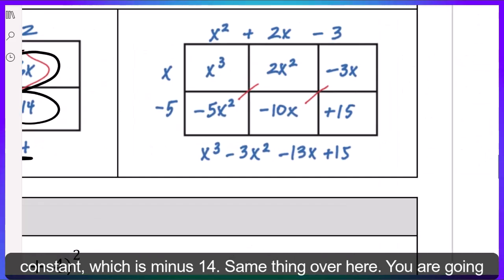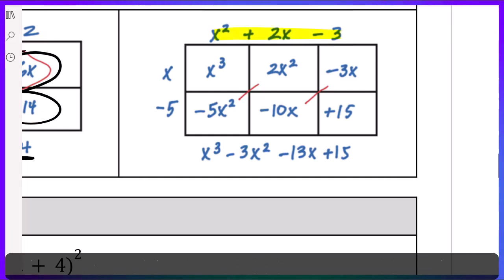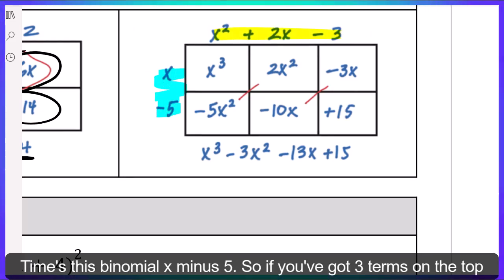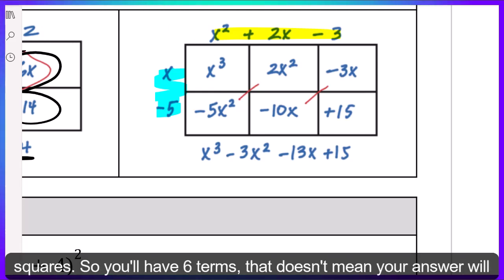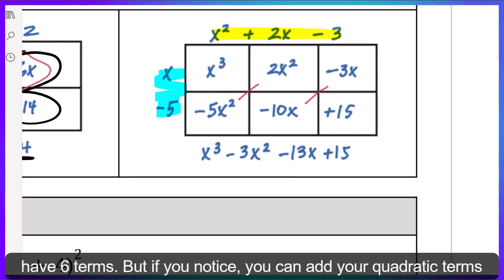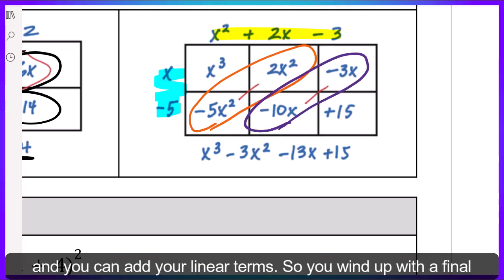Same thing over here. You are going to multiply this trinomial times this binomial x minus 5. So if you've got 3 terms on the top and you have 2 terms over here, 3 times 2 should give you 6 squares. So you'll have 6 terms. That doesn't mean your answer will have 6 terms, but if you notice, you can add your quadratic terms and you can add your linear terms.